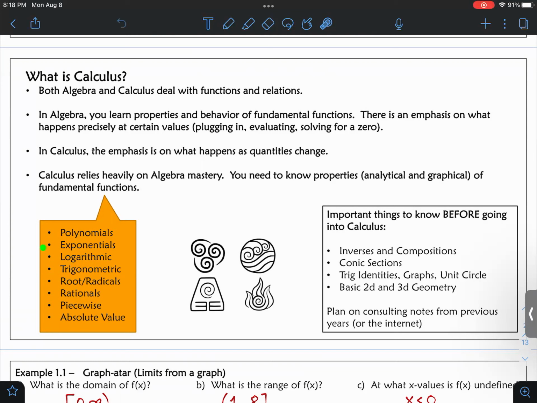So make sure that you're familiar with things on this list. And if you're not, that's not the end of the world. You just have to be willing to spend a little time on your own consulting notes from either previous years or from the internet. Okay, so on the left here, we see a list of the common classifications of functions that you're going to see throughout the year. You definitely want to be pretty comfortable with those. The right has some other things that aren't specifically functions necessarily, but still concepts that are important. The most important thing over here by far, I would say, is the trig identities and the unit circle. Those things start coming up pretty regularly, pretty soon. So you want to be good there.